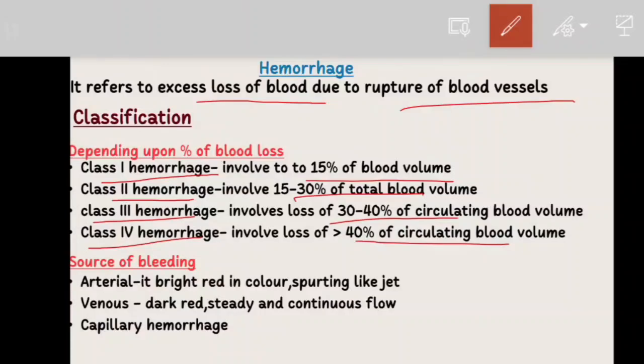Now, based on the source of bleeding, there are 3 types. Arterial bleeding is bright red in color, comes like a spouting jet, and is very dangerous. Second is venous, which is dark red with a continuous steady flow. The third is capillary bleeding, which is oozing type and very mild. So the viva question is: which bleeding is bright red and spouting? The answer is arterial bleeding.